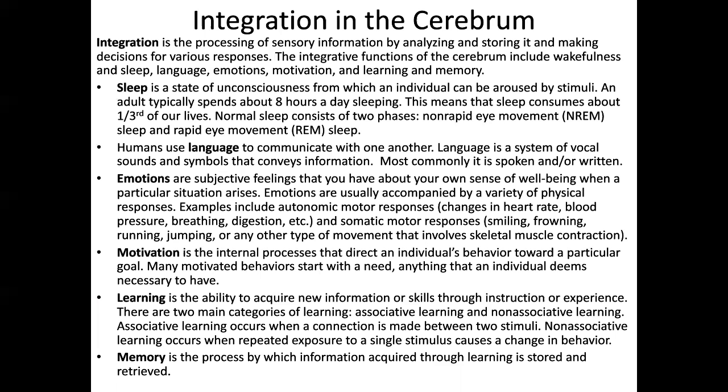Remember, the autonomic nervous system is associated with things like your heart rate, your blood pressure, and so forth. When we have emotions, changes can occur to your heart rate, blood pressure, breathing, and digestion. You might get mad and see blood flow to the face, and that's why it turns red. Your heart rate might go up and you start sweating. You might also see somatic motor responses where you smile, frown, run, jump, or make any other type of movement involving skeletal muscle contraction.